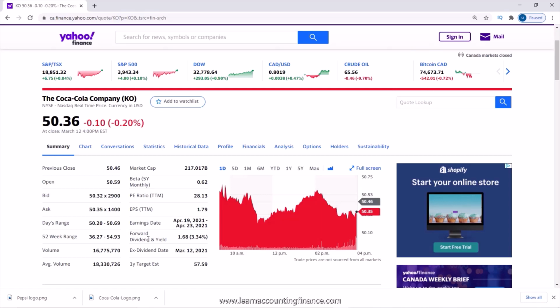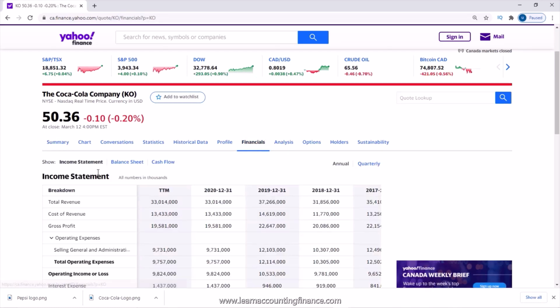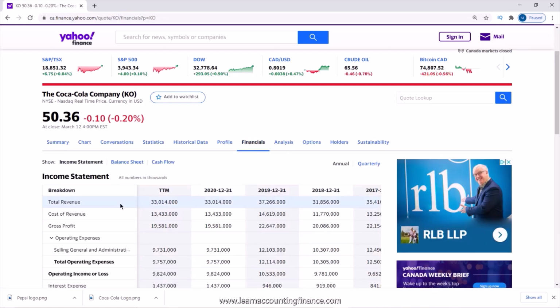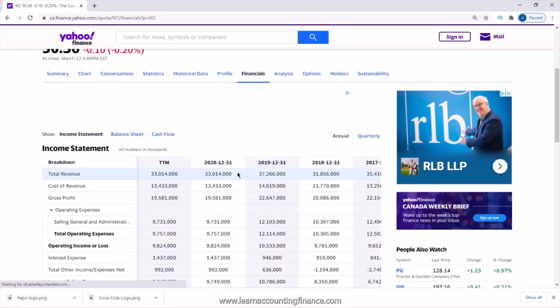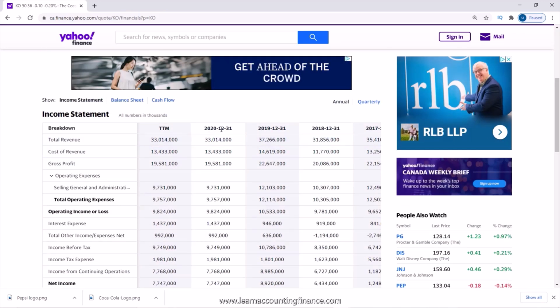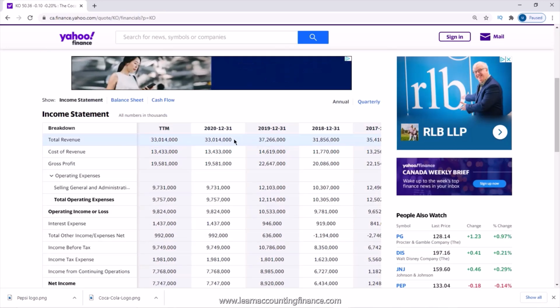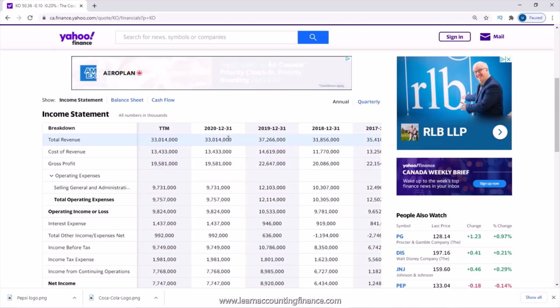What I am interested in is the financials. So I click on financials and then income statement. The year I've chosen is the most recent year, which is 2020. The income statement represents the 12 month period ended 31st of December 2020. So I've taken these numbers and I will do the same for Pepsi as well.